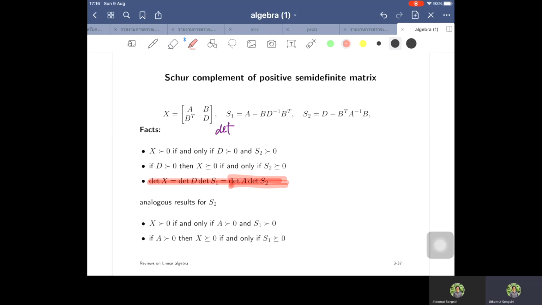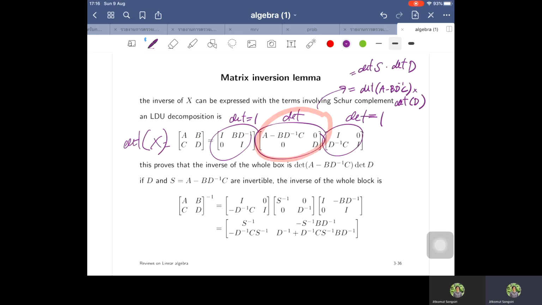Now, if X is also a positive definite matrix, what can we say? What more can we say about the Schur complement? This is also positive definite as well. Okay, now let's go back to here.